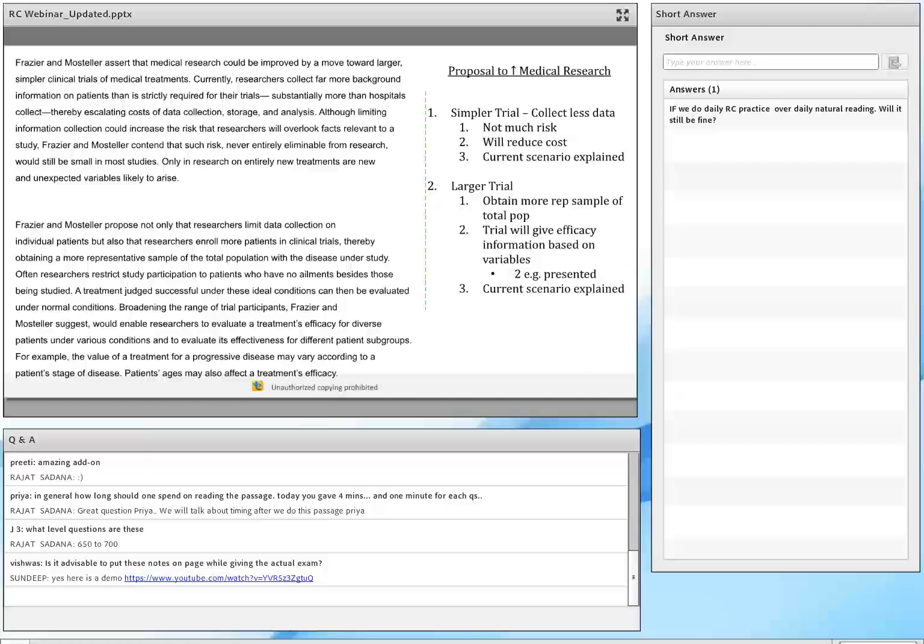And he says, hey, collect less data. It would not, as per FNM, collect less data. There's not much risk. And remember, I've put in the heading as proposal. He also talks about what's the current scenario. Then the second proposal that he gives is about larger trials. Why? Because the proposal is that it gets a more representative sample, and it'll give two different benefits. Then the examples are given, as well as how it's done today.